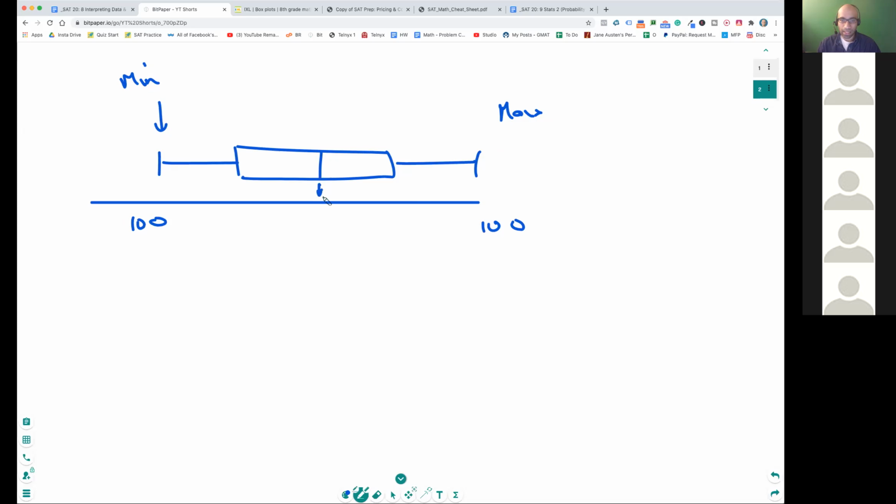And this is your mean, sorry, your median, which is, let's say, 700, right? This is your upper quartile, let's say 850. And let's say this is your lower quartile, this is 250. Okay, so you got 5 numbers: minimum, lower, median, upper, and max. Okay, all right, so let's get going.